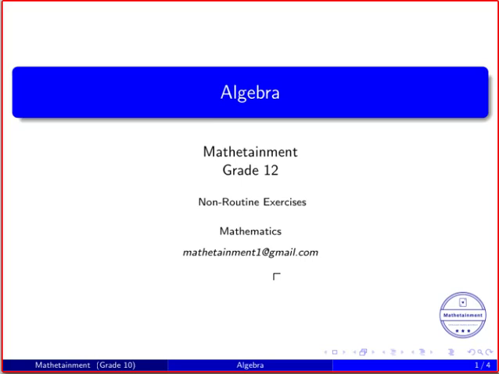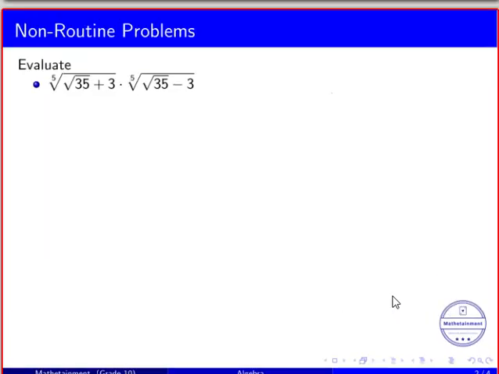We are still dealing with our so-called non-routine exercises under Algebra, grade 12. So the problem that we are going to look at is as follows. Here we are required to evaluate the following expression: you have a fifth root, and underneath this fifth root, we have a square root of 35 plus 3, multiplied by another fifth root, and underneath that fifth root, you have a square root of 35 minus 3.